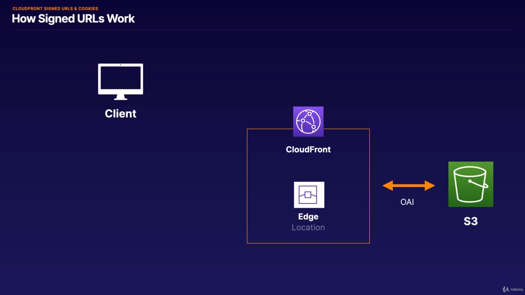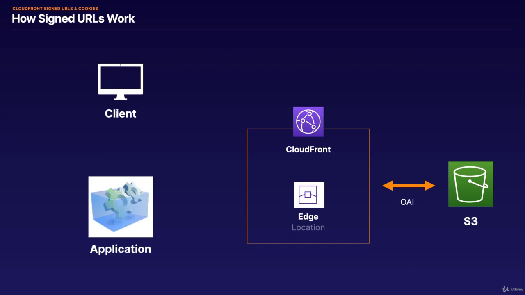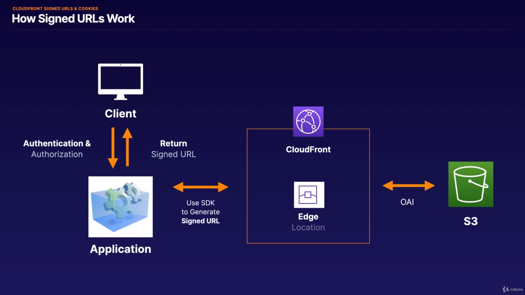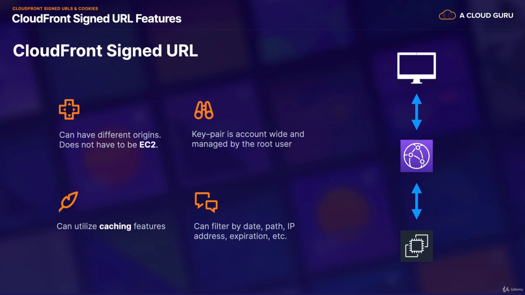So we've got our client here. They could log into our application and enter their username and password. So we have our authentication and authorization. The application looks at their username and password and says, yep, you can log in. Then it uses the CloudFront SDK to generate a signed URL or a signed cookie, and it returns that back to the client. The client can then use CloudFront to access the files in S3 or EC2 or Elastic Load Balancer, etc. With CloudFront signed URLs, you can have different origins, so it doesn't have to be EC2; it can be S3, it could be Elastic Load Balancers, etc.